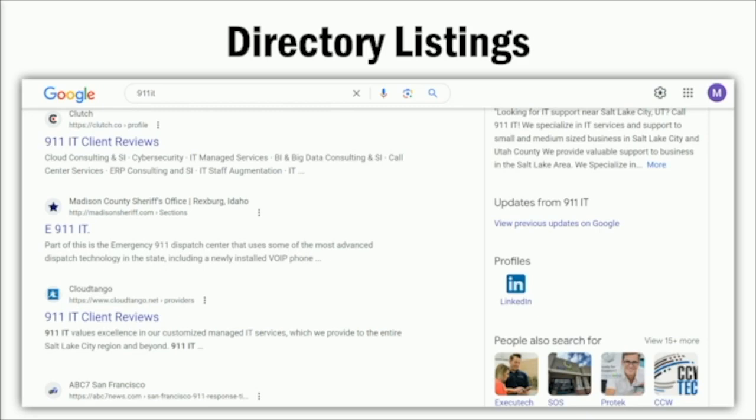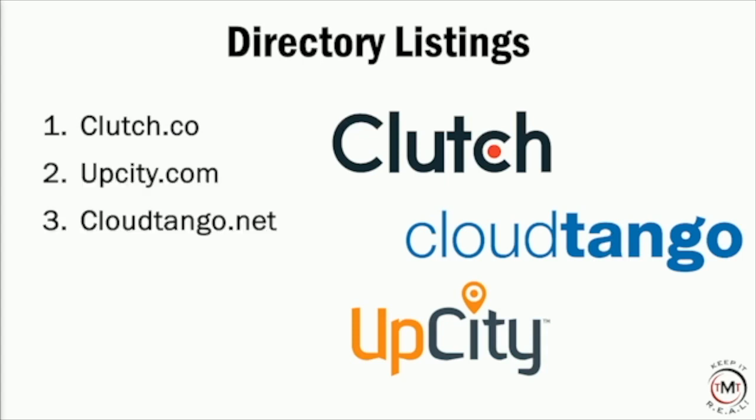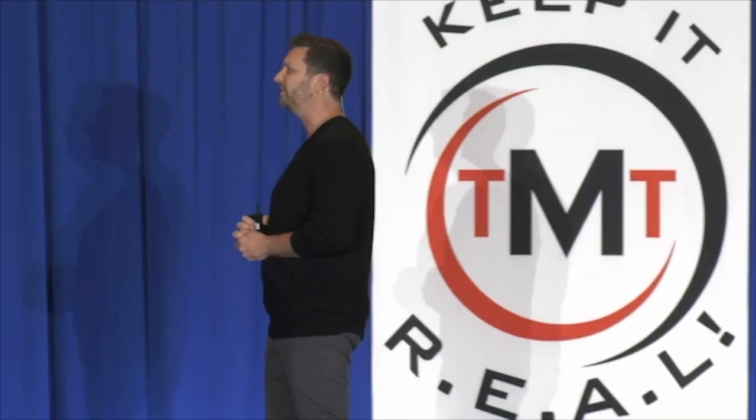Are you on all of these directories? Are you on places like Clutch, on UpCity, on Cloud Tango, Crunchbase? Are you on your chamber sites? Are you on association sites? If you work with attorneys or accountants or whoever, there's a local association that you can probably be an affiliate member of their site. So these are all directory listings, and it drives tons of traffic because Clutch and Cloud Tango and UpCity and all those places have higher domain authority, so they come up high in these searches.